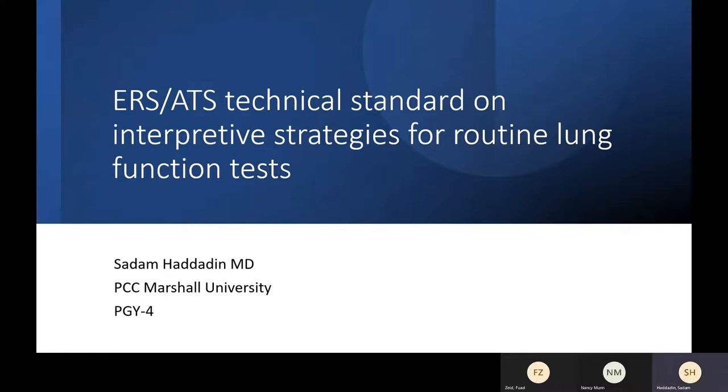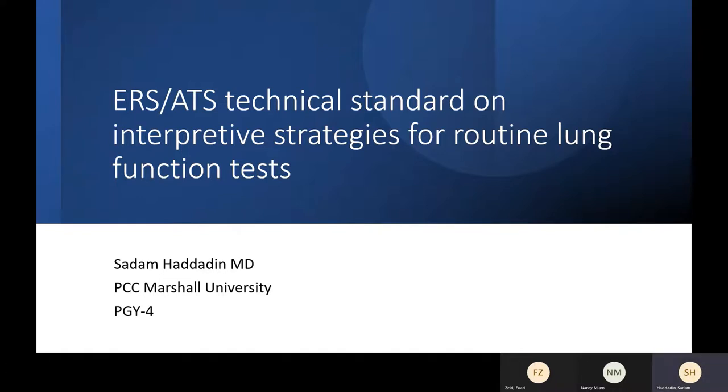Dysanapsis, this is a new thing. They're saying that if the FEV1 over VC ratio is low but the FEV1 is within normal range, that could be either a suggestion of developing obstructive lung disease or a disproportionate growth of the airway and lung parenchyma.